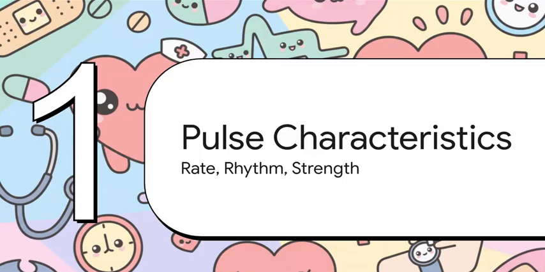So finding the pulse and getting a number is just step 1. A real nursing assessment goes deeper. We need to analyze its characteristics. We're looking at 4 key things: the rate, the rhythm, the strength, and the quality. Let's dig into each of these.